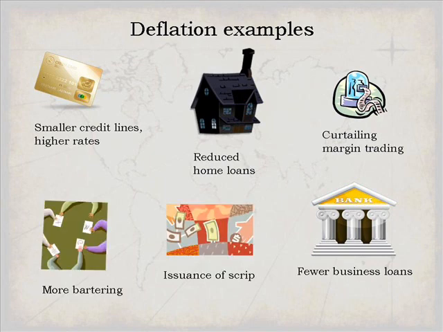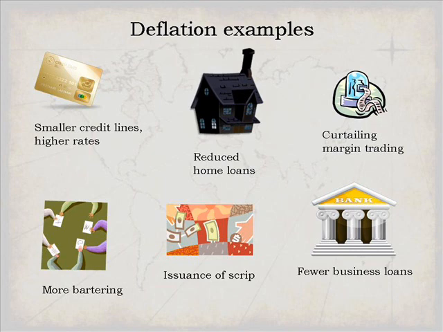Another little known deflationary example would be the increase of bartering or barter networks. Through bartering, people exchange goods and services without a medium of exchange, as described in another one of our videos. The result of that is that there's less of a demand for credit, which of course is a deflationary event.